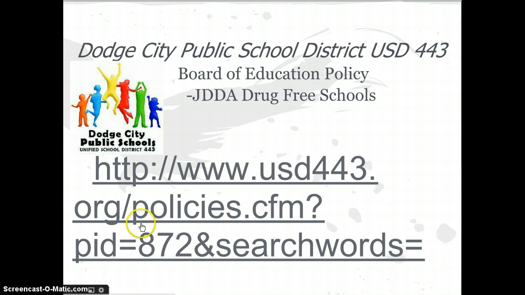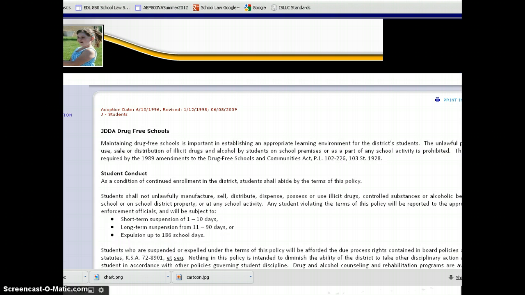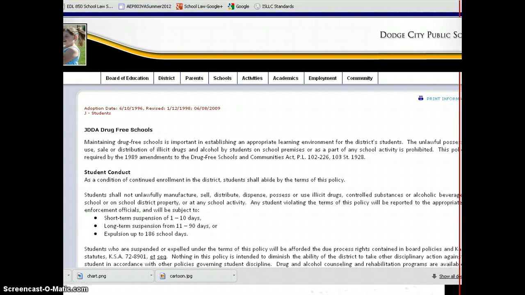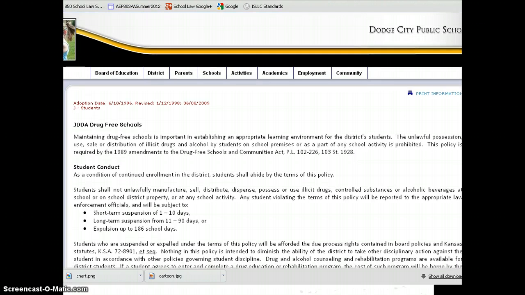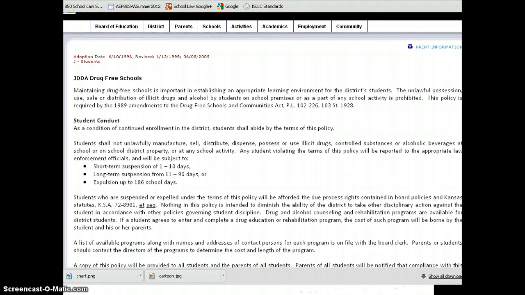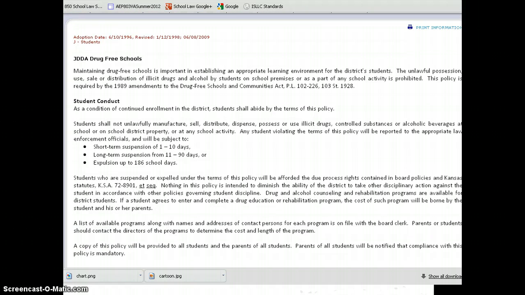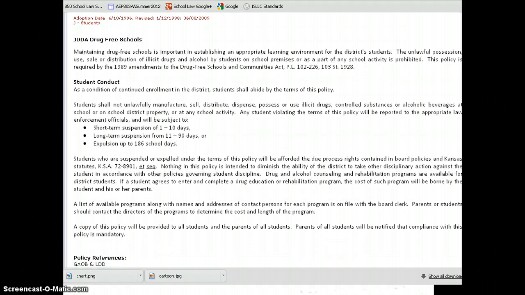This will be a policy from the district that I teach in, USD 443 Dodge City Public Schools. I'll let you read through it on your own, but I'm going to highlight a few things about it. The district says maintaining drug-free schools is important in establishing an appropriate learning environment for the district students. The unlawful possession, use, sale, or distribution of illicit drugs and alcohol by students on school premises or as a part of any community activity is prohibited.